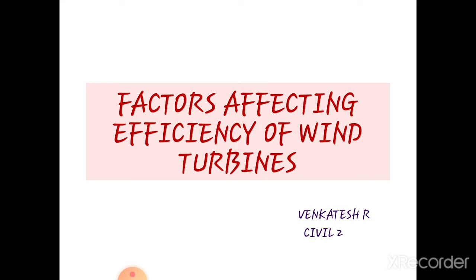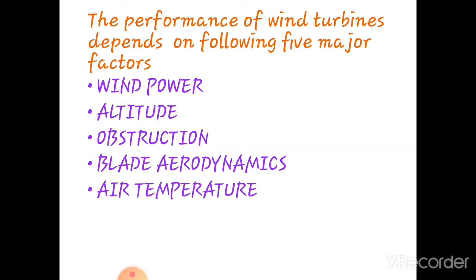Hi, I'm going to share something about factors affecting the efficiency of wind turbines. The performance of wind turbines depends on the following five major factors. First one is wind power, second altitude, third obstruction, fourth blade aerodynamics, fifth one is air temperature.